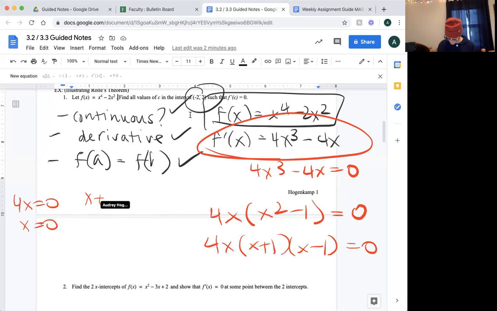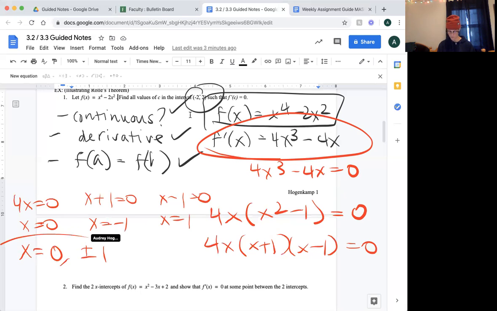x plus 1 equals 0, x equals -1. x minus 1 equals 0, x equals 1. So therefore, we know that the derivative is going to be equal to 0 at x equals 0 and plus or minus 1. So we know that the derivative will be equal to 0 at 3 separate points throughout our function.